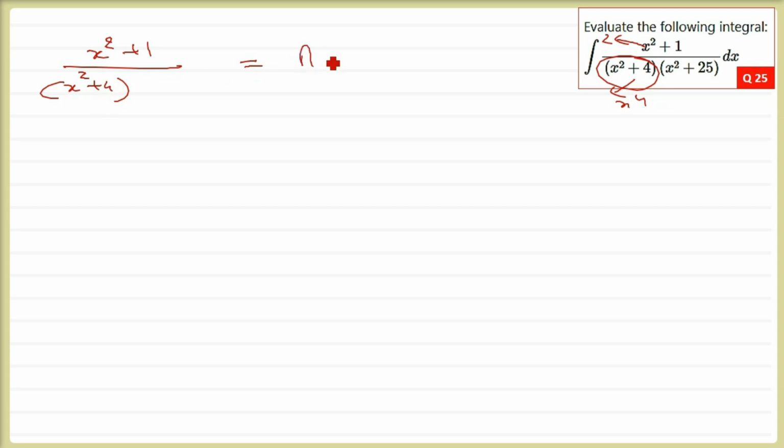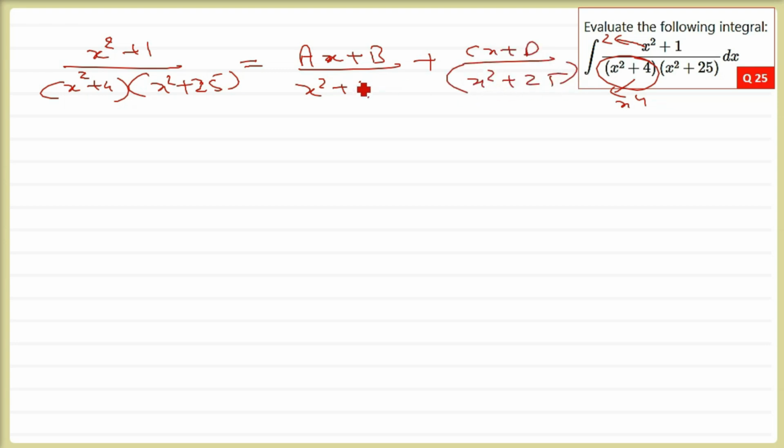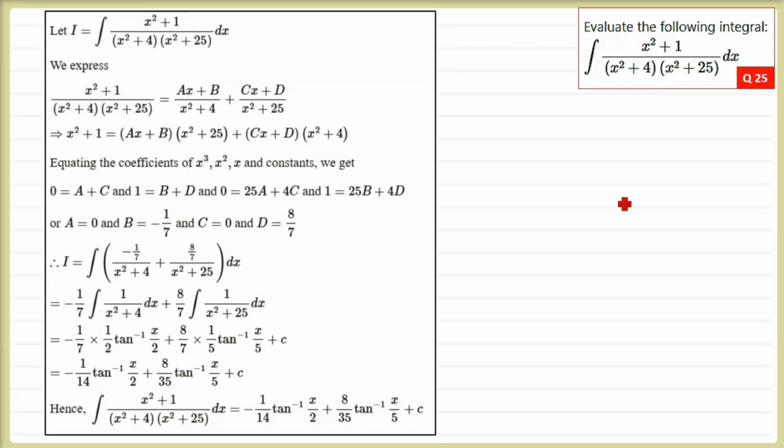You ought to have ax plus b, a linear expression containing some constants a and b. So x square plus 4 has ax plus b on the top. Similarly, with the same logic, x square plus 25, which is a quadratic, we have cx plus d in the numerator. Now just take the LCM, find out a, b, c, d. You already know that. This kind of question we have already covered, and then you can solve it. So this is how this is going to be solved. It's very straightforward. Only this one thing which I wanted to highlight.